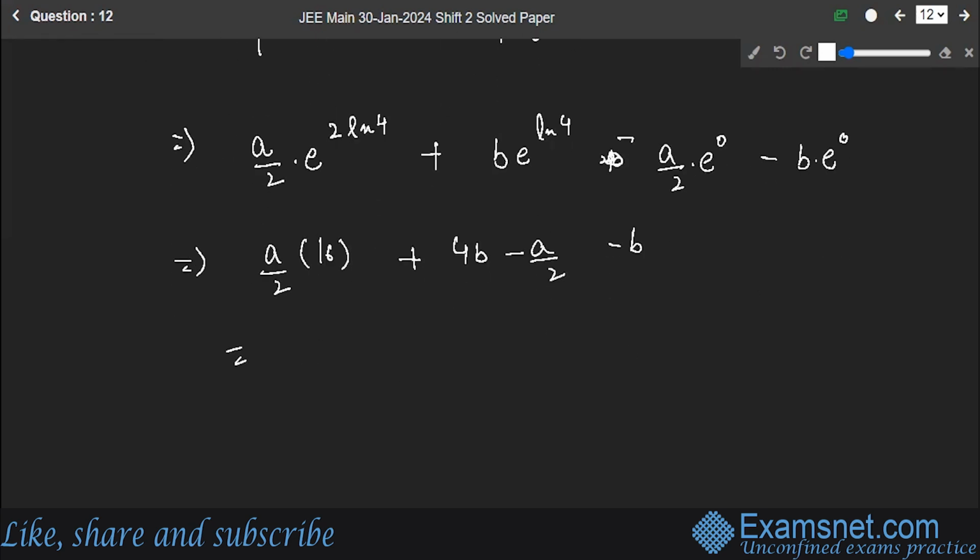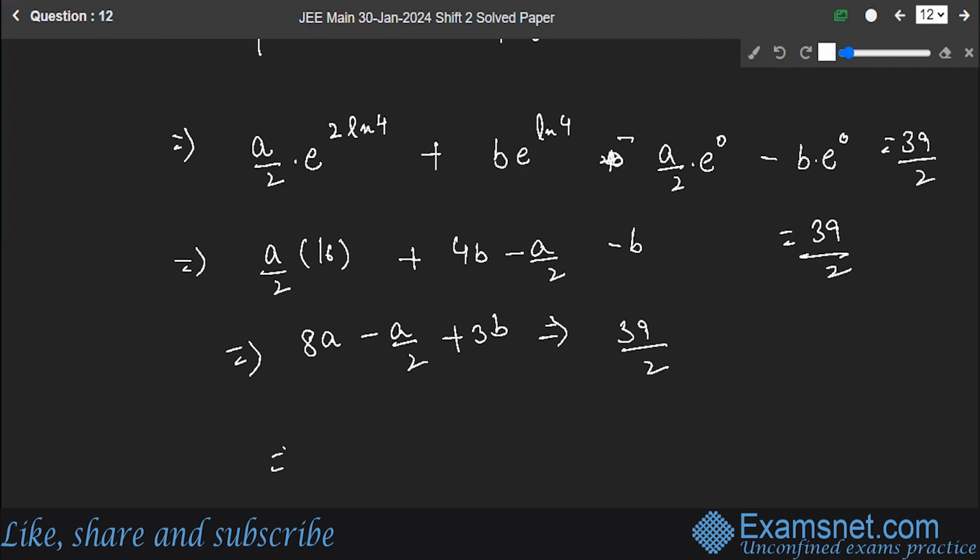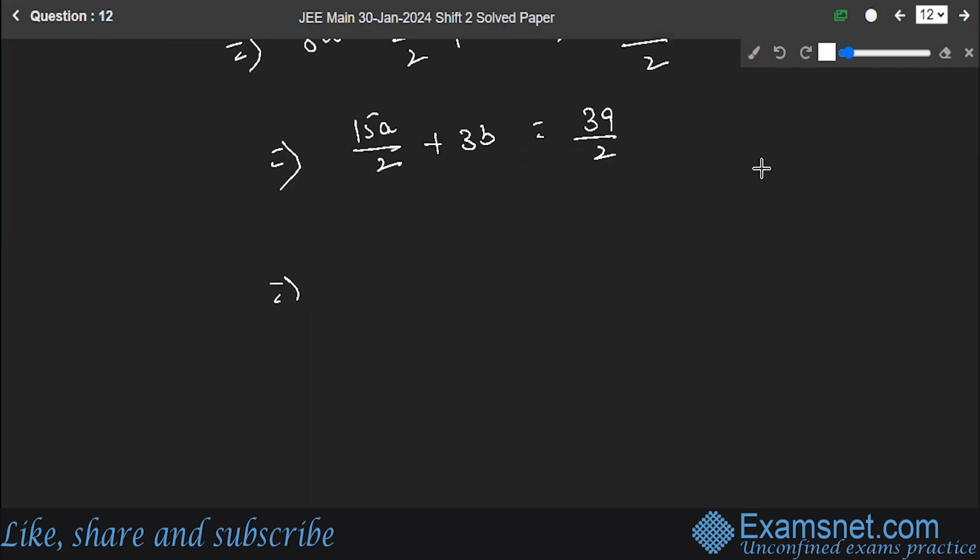So you have 8a minus a by 2 plus 3b. That's given to you as 39 by 2, right? So this is equal to 39 by 2. You will have here 15a by 2 plus 3b is equal to 39 by 2. Or you have 15a plus 6b is equal to 39. Let's say this is equation 3.